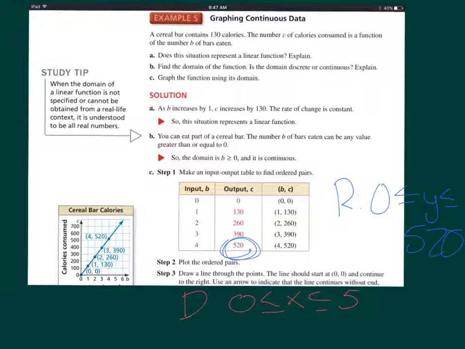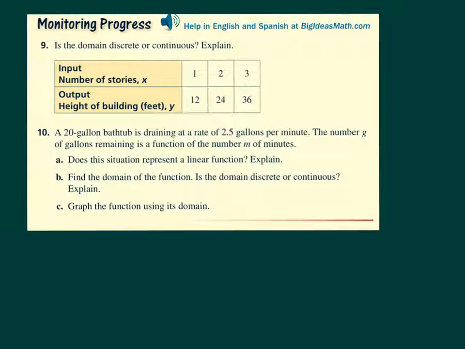So that's the difference in when we talk about discrete and continuous data, how we list our domain and range. So again, just take a minute to think about discrete or continuous. If you want to challenge yourself to try the domain and the range, that's great. But I really want you to understand the domain and the range, whether they're discrete or continuous. So talking about this is number of stories of a building in number 9, and then a 20-gallon bathtub is draining in number 10. So you just take a second, think about, is this discrete or continuous data?